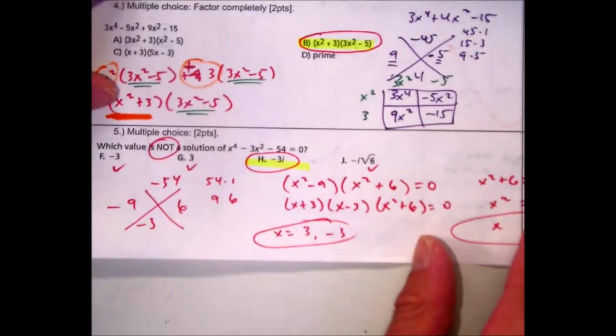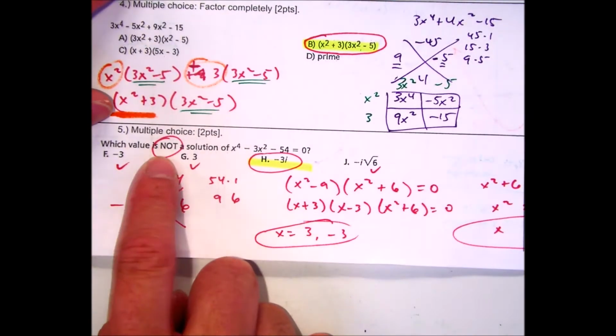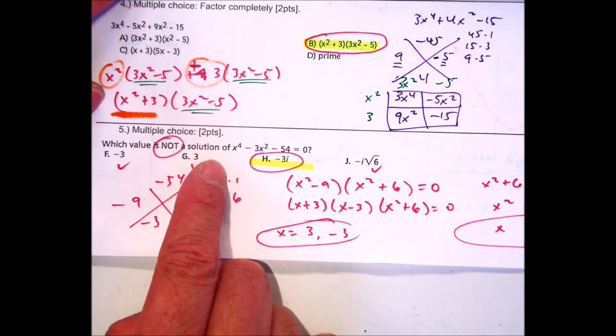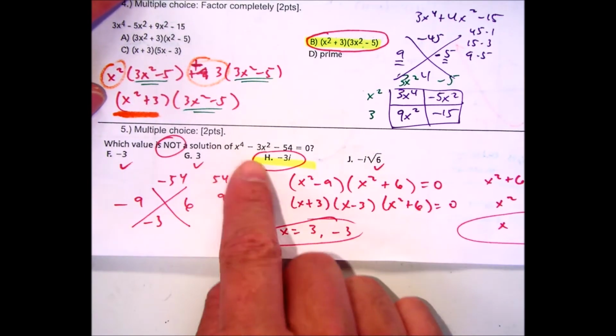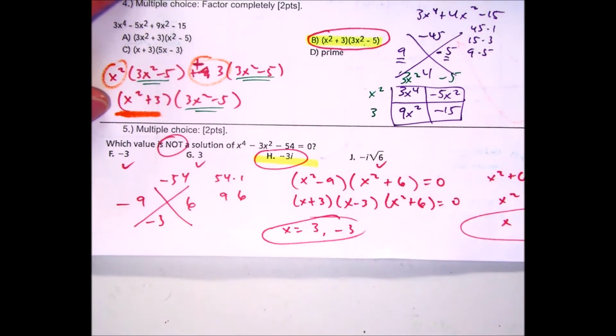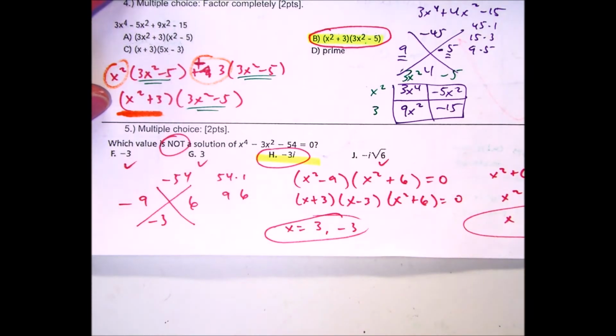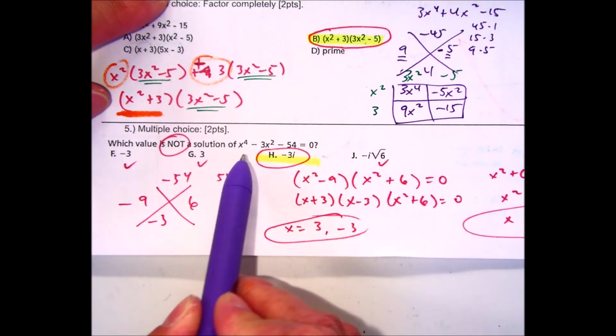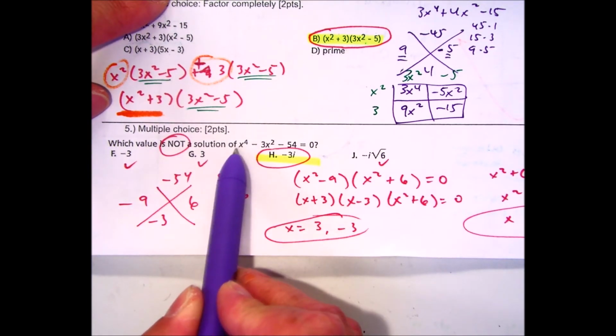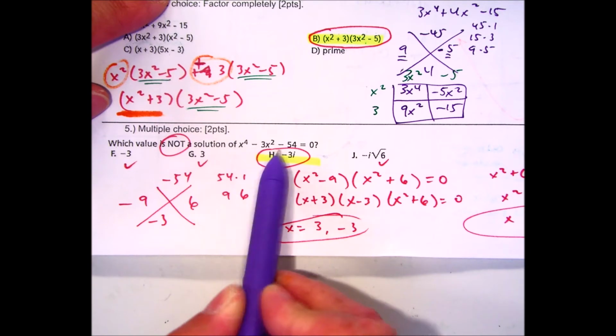Alright, so for question number 5, it says which value is not a solution? Well, I have x to the 4th minus 3x squared minus 54. You can solve this problem in quadratic like. How would you do that? Well, just pretend this is x squared minus 3x minus 54.